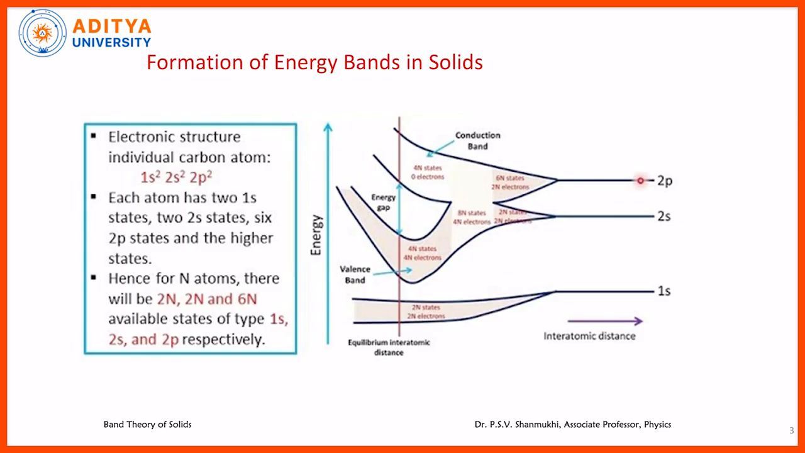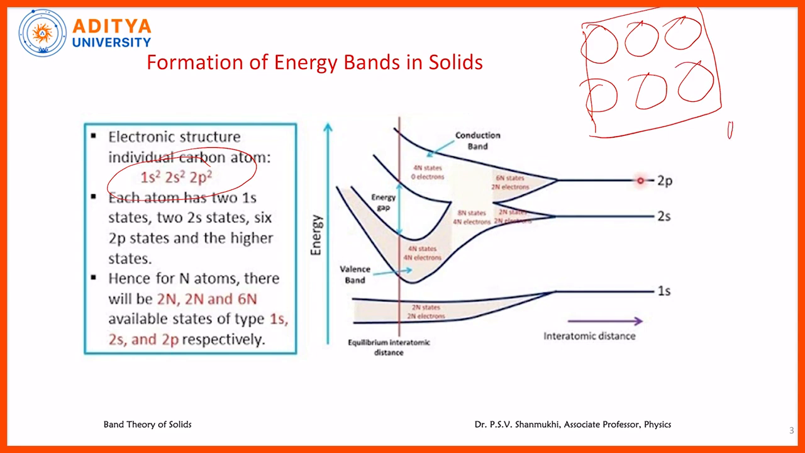Coming to the formation of energy bands in solids, in the case of one isolated atom, we can write the electronic configuration as 1s2, 2s2, 2p6, 3s2, 3p6 and so on. But let us imagine a solid containing N number of atoms. These N atoms will contain N 1s2 levels, N 2s2 levels, N 2p6 levels, and 3s2 levels, and so on.